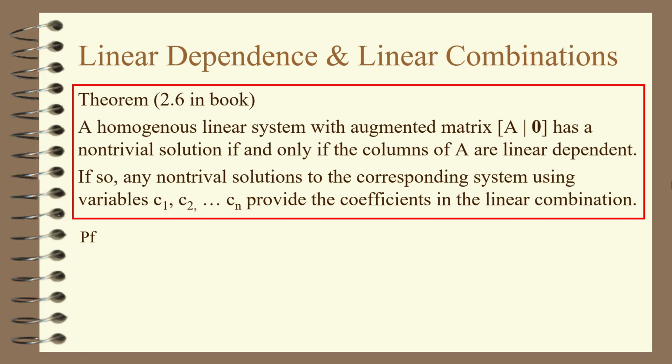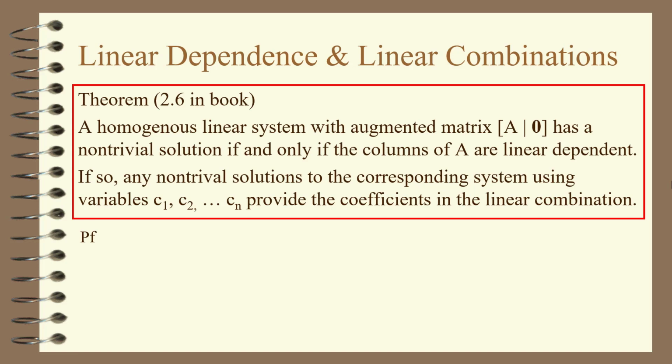Theorem 2.4 was really useful to cut down the amount of writing in an argument when we wanted to know if a certain vector was a linear combination of others, or if a vector was in the span of others. So let's do basically the same thing for this case. It's a direct analog of that theorem, just for this one special case. We'll call it Theorem 2.6. It's in your book. A homogeneous linear system with augmented matrix [A | 0 vector], so the 0 vector is just the last column, has a non-trivial solution if and only if the columns of A are linearly dependent.